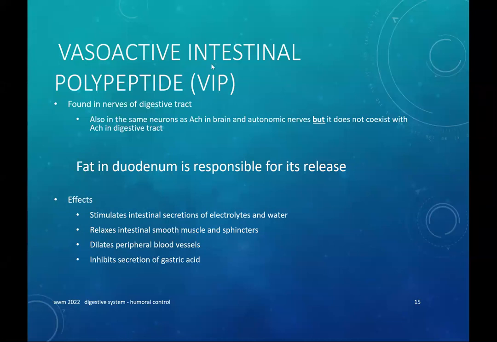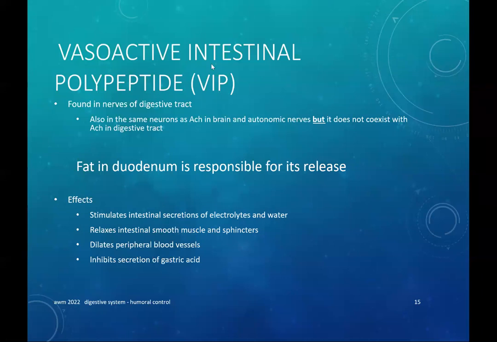But in the digestive system, you don't find VIP coexisting with acetylcholine in the nerves. Okay, so what we're saying is that where you find acetylcholine and VIP is in the brain and in the autonomic nerves, but not in the digestive system. Now, vasoactive intestinal polypeptide is released when the fat content is high in the duodenum. And the effects of this is once the fat stimulates the release of VIP, you get intestinal secretions being stimulated. And these intestinal secretions will be rich in electrolytes and water.